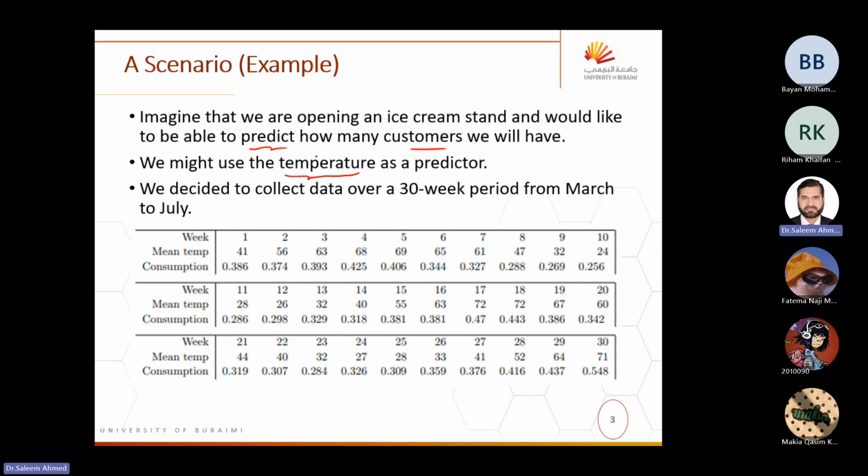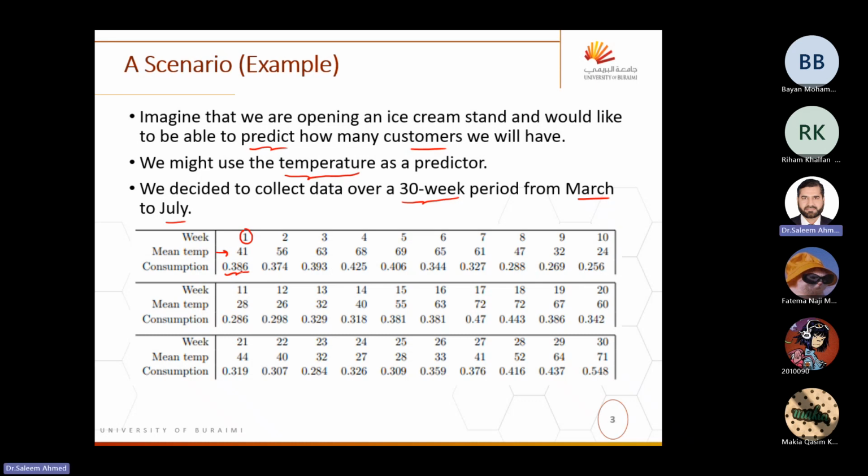So by taking temperature as a predictor, we can collect some data. So what they have done, they have collected the data for 30 weeks from March to July, right? So from March to July, you have 30 weeks. So at every week, you are selecting a data, collecting a data. For week one, the mean temperature was 41 and the consumption per person is 0.386 pints.